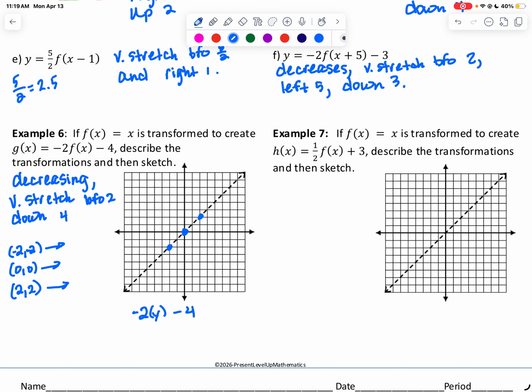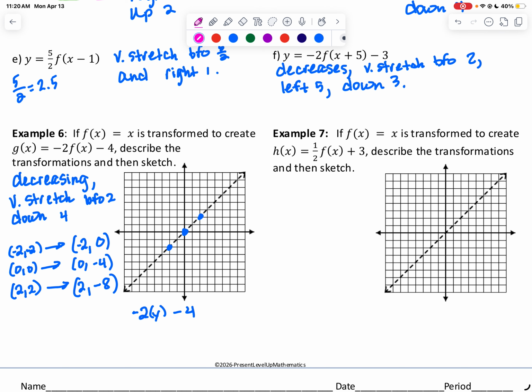So here's what that means. The x value here will stay the same, but I'm going to take -2 times -2, which would be 4, and then subtract 4 to get 0. Then I'll take 0, multiply it by -2, which is 0, and then subtract 4. And now I'll take 2 and multiply that by -2, which is -4, and subtract 4, which would give me -8.